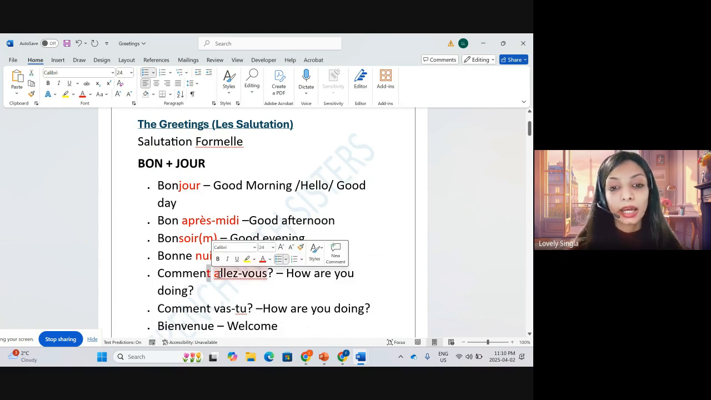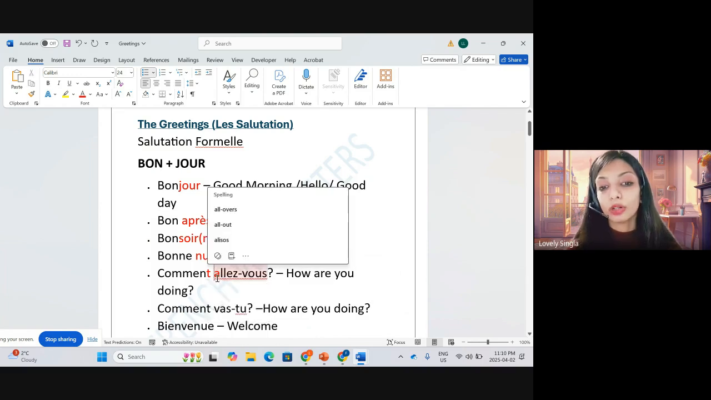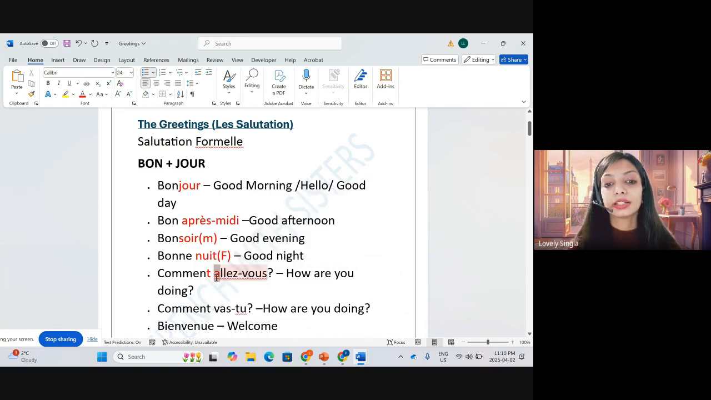This T and this A I am combining because it is the rule in French that you combine the sounds when the next word is starting with a vowel. That is called liaison. That will be discussed in the further chapters, so that's not something you should focus on right now. Just imitate the pronunciation. Basically, it's comment tallez-vous. So that is how are you doing.